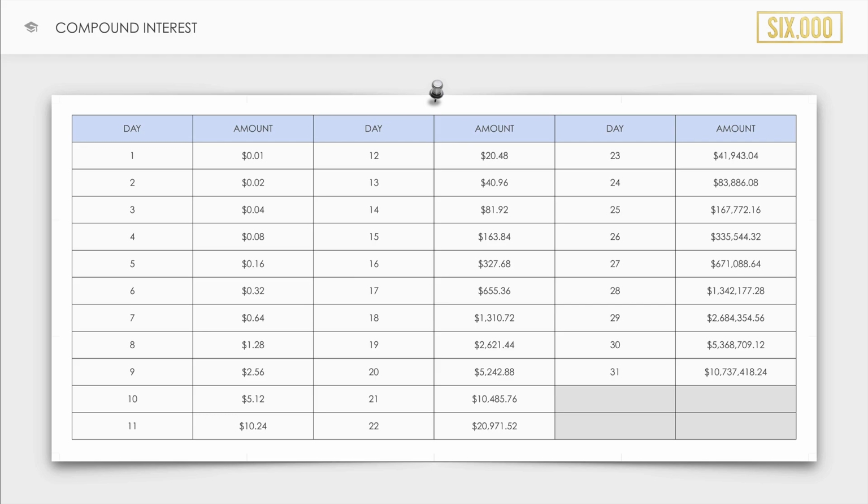Nothing has changed. We're still doubling every day. So when you double your money, it's a 100% increase, so 100% every single day for 31 days. We go from day 16 at $327 to day 17, $655. Then if we look at our next day, we're now into the 4 figures: $1,310, $2,621. Down to day 22, we're now up at $20,971. But still, it's a long way from $1 million.